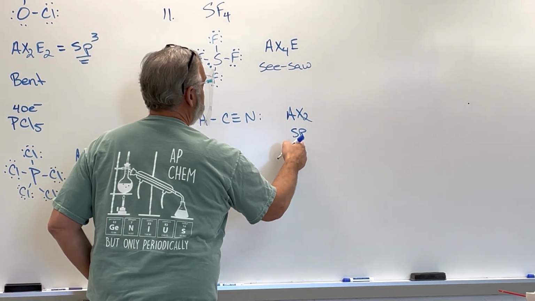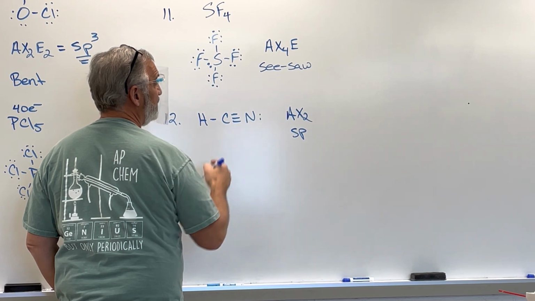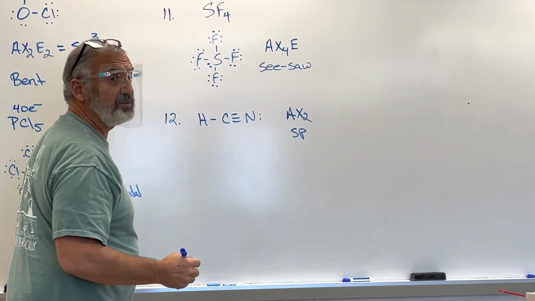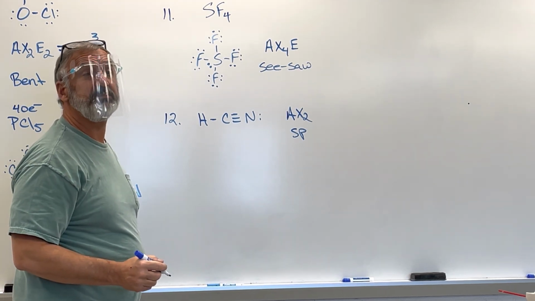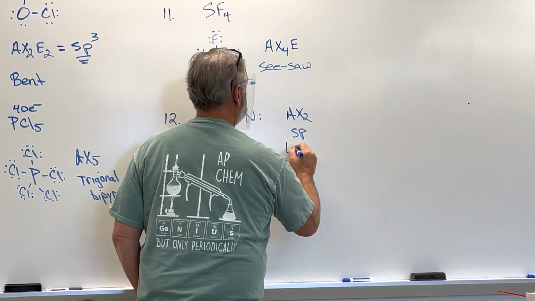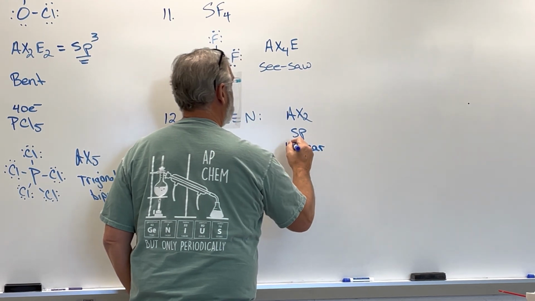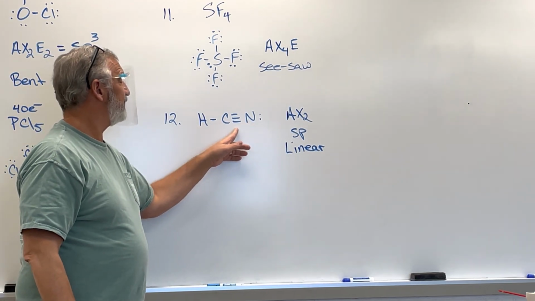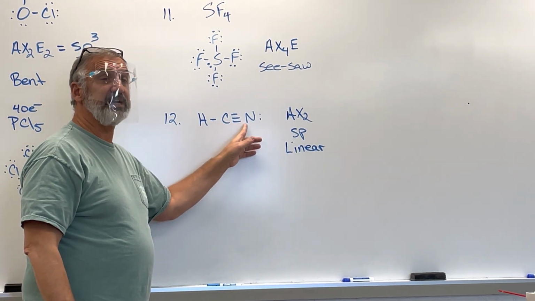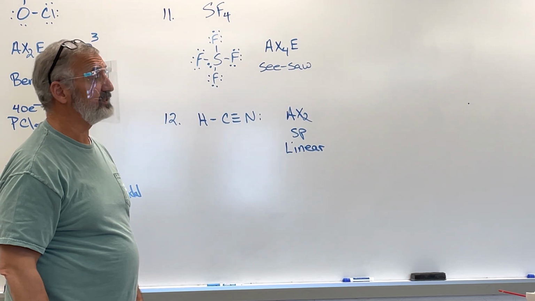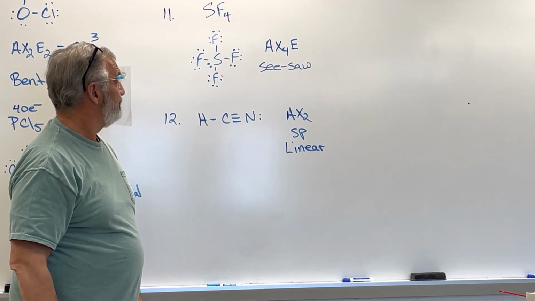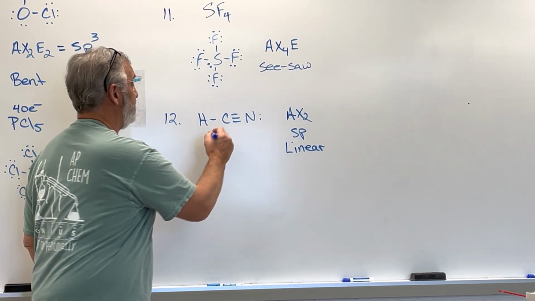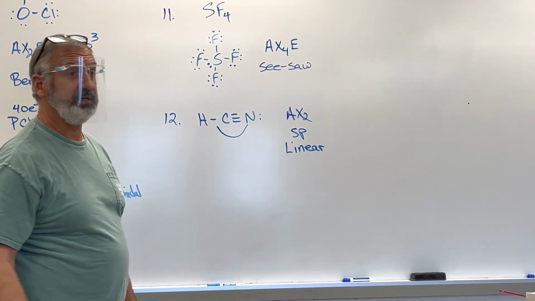So, sp. Now, what's my shape going to be? Triple bond is always going to be the same shape, linear. It's a linear molecule, and as a result, that's why this is a gas at room temperature, and hopefully we're going to get into some of that today. What would the bond angle be for a line? 180.